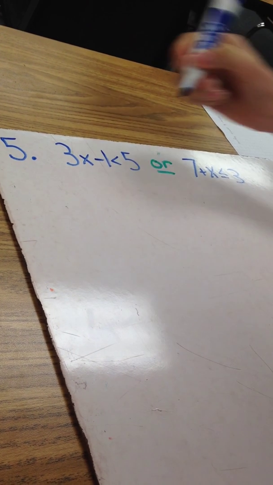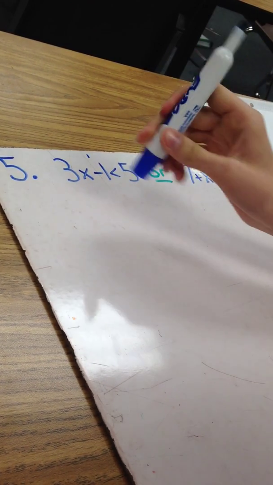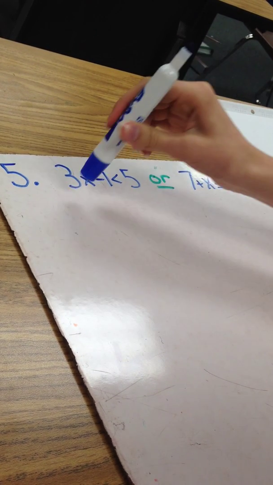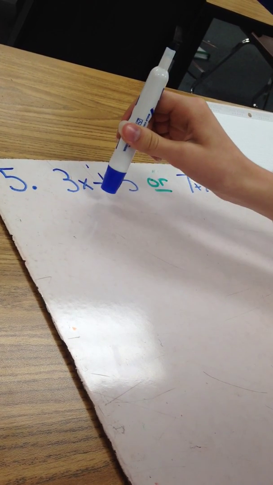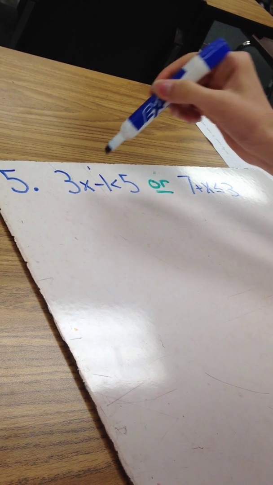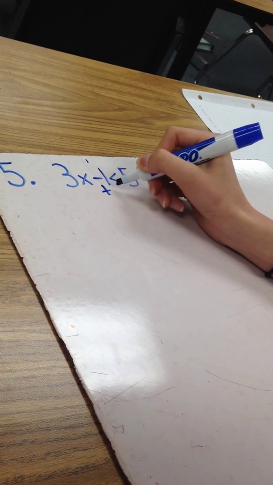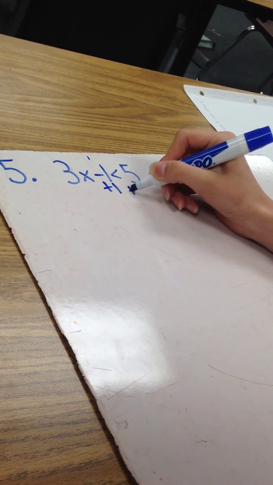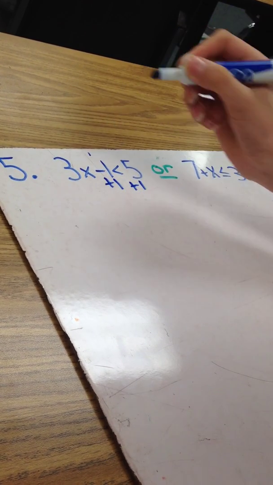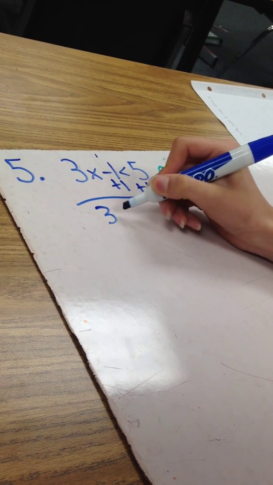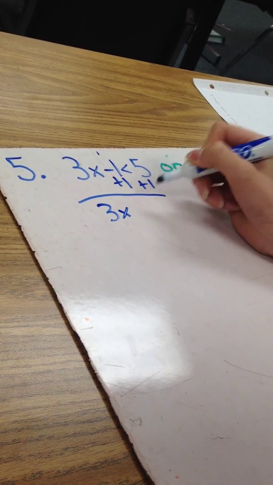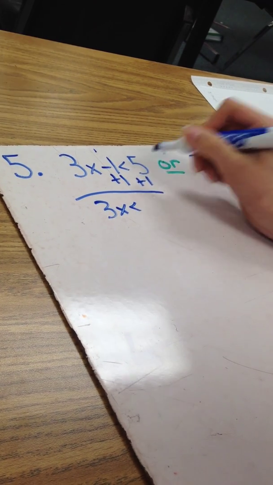So first, let's start with this equation. Now, we want to get the x by itself, and since the 3 is connected to the x through multiplication, we want to get rid of this negative 1. So first, we are going to add 1 to both sides of this equation. Then you draw the line, and you're left with 3x is less than 6.